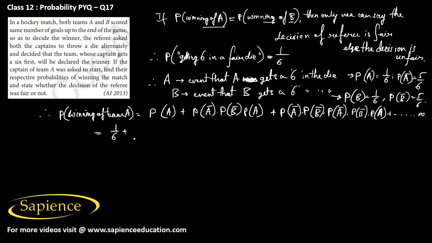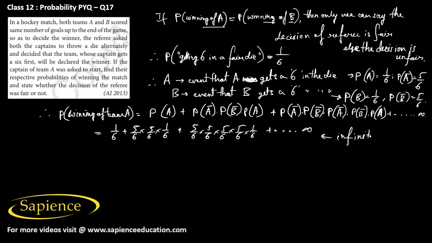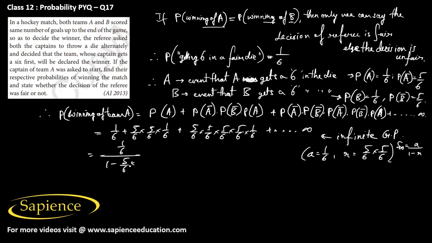So that would be 1/6 plus 5/6 times 5/6 times 1/6, plus 5/6 into 5/6 into 5/6 into 5/6 into 1/6, plus so on till infinity. So this is obviously an infinite geometric progression where the first term is a = 1/6 and the common ratio is 5/6 into 5/6. The sum of an infinite GP is a by 1 minus r. So that is (1/6) divided by (1 minus 25/36), which is 1/6 into 36/11, that is 6/11.